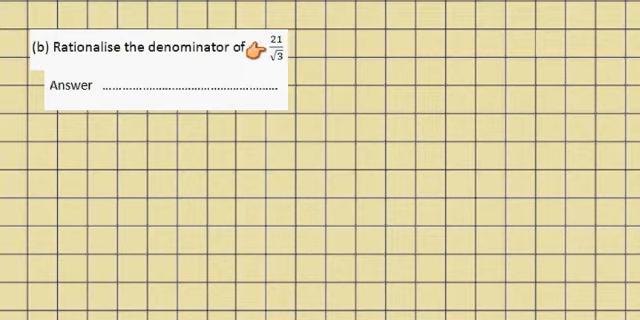Rationalize the denominator of 21 over root 3. So in case you can't see that, I'll write it bigger. 21 over root 3. To do this question, you need to know what this means, rationalize. Well, first of all, the denominator is the bottom part of the fraction. In this case, it's root 3.